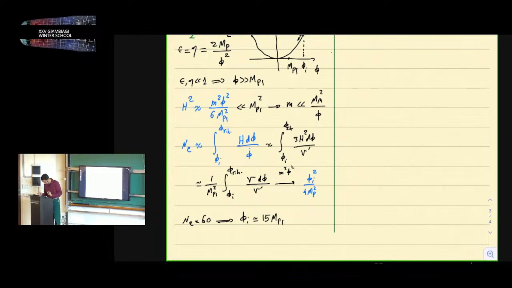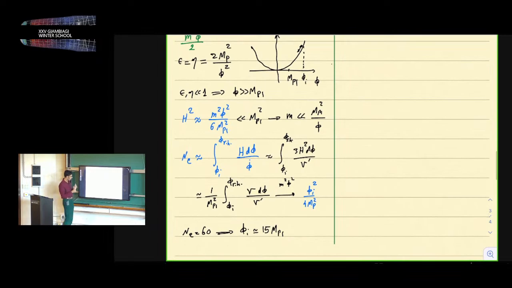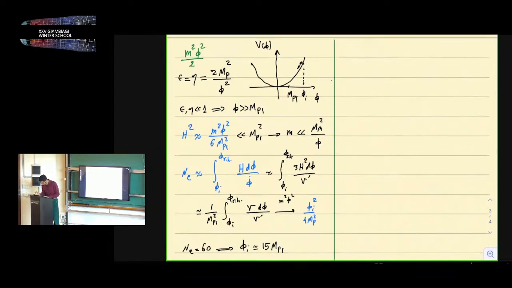Now, just by looking at these two relations, we can also relate epsilon and eta directly to the number of e-folds. This comparison tells us that in the m squared phi squared model, epsilon is equal to eta, which equals 1 over 2 N_E. Is it correct? Yes.